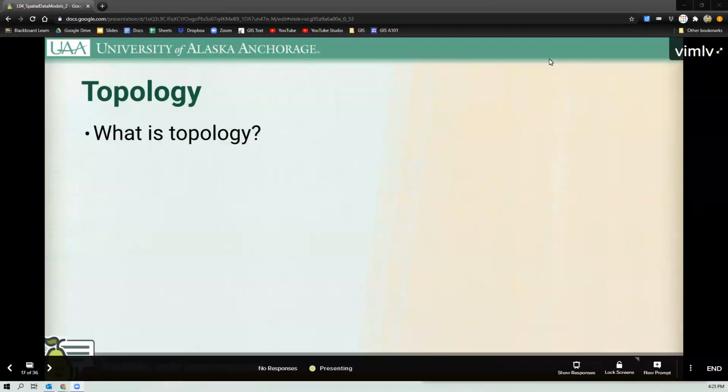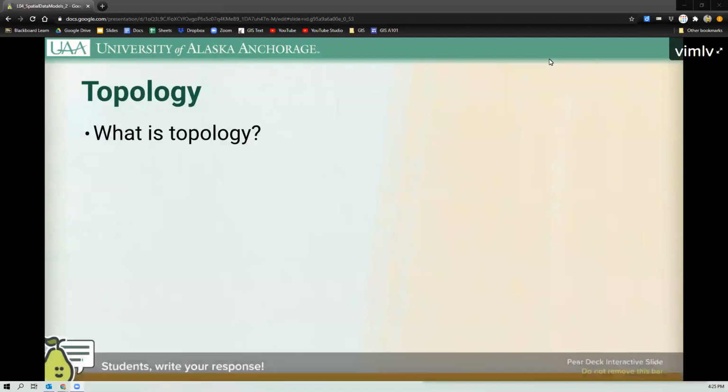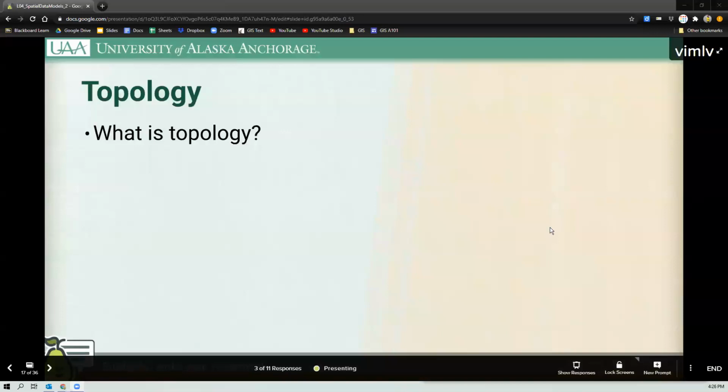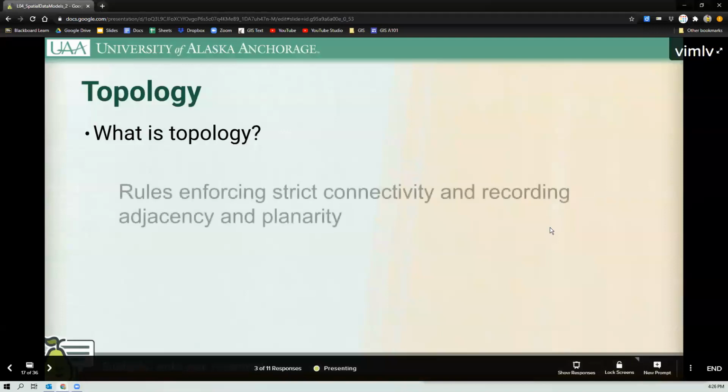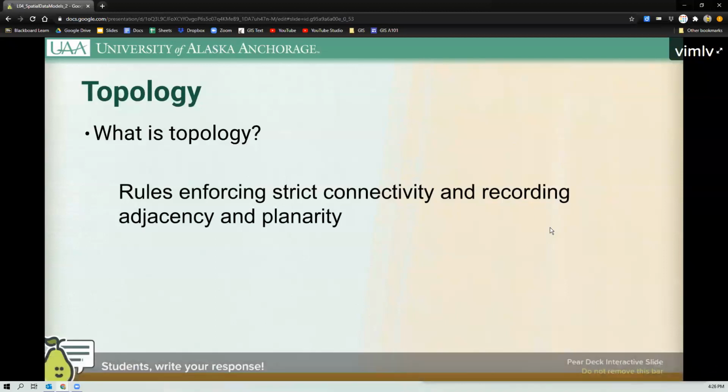Okay, so what is topology? I've mentioned it in passing a couple of times. Does anybody remember topology from our readings? It's different than topography, so watch out for that trap. Yeah, so topology is rules about your geometry, and they're rules that are strictly enforcing the way that you draw a vector feature.